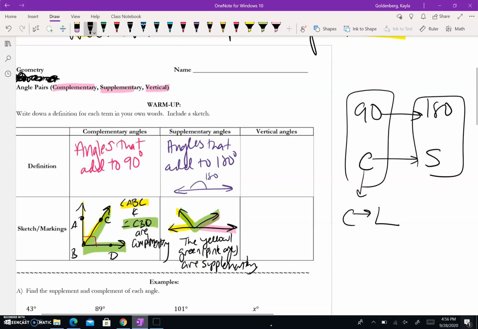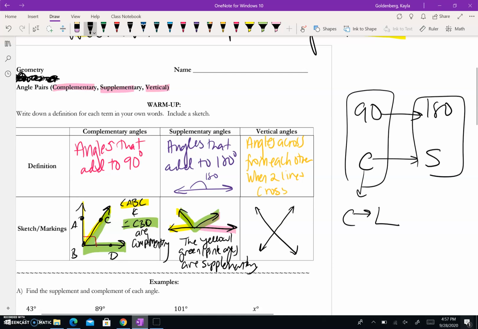The final vocab word is vertical angles. And in words, it is angles across from each other when 2 lines cross, when 2 lines crisscross. Visually, here are 2 lines crossing. They can cross like that. They could cross a little bit closer. They don't have to cross any certain way.